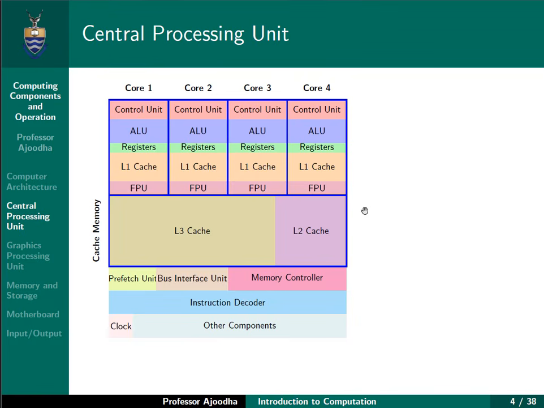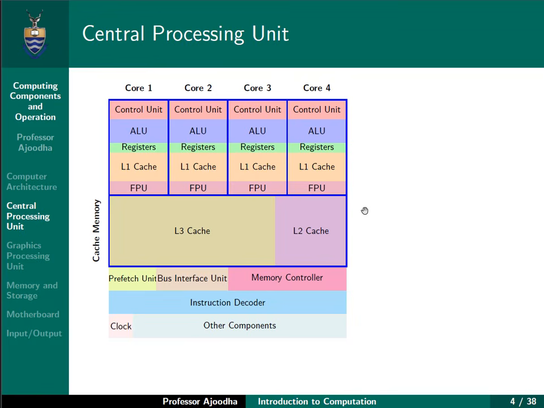So these different components of a core are just this control unit, the ALU, the registers, the L1 cache, and the floating point unit. Then we have cache memory, which is this part here at the bottom, this L3. That accounts for about 30% of the CPU, and it is divided into level 3 cache and level 2 cache.